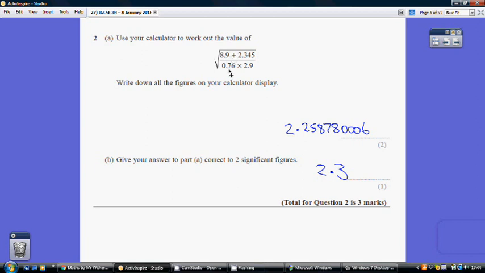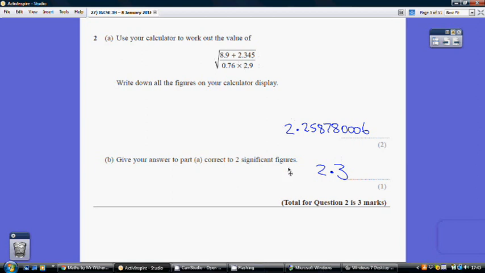And using the blue button, make sure you put 8.9 plus 2.345 into the numerator. Use the blue circular button pointing downwards to get the denominator flashing. And then put 0.76 times 2.9 into that. Then use the blue button to the right to get out of the function, and then press equals, and we get this number here. And then obviously that to two significant figures.